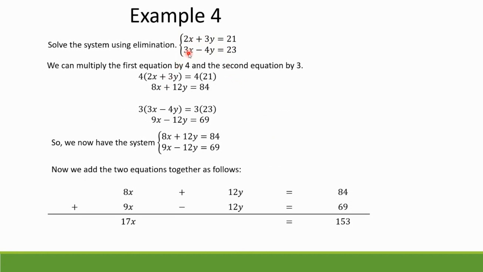I can take the first equation and multiply it by 4. Take the second equation and multiply it by 3. And now what is that going to do? Well, for the first equation, both sides I multiply by 4. So I would get 8x plus 12y equals 84. The second equation would become 9x minus 12y equals 69.